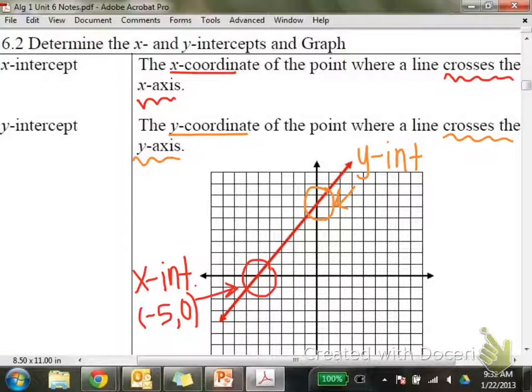Now take a look at the y-intercept. My y-intercept doesn't go left to right at all. So what's the x-coordinate? 0. And it goes up 1, 2, 3, 4, 5, 6. For the y-intercept, x will always be 0. So intercepts are actually kind of nice. For the x-intercept, y is always 0. For the y-intercept, x is always 0. Let's actually write that down.